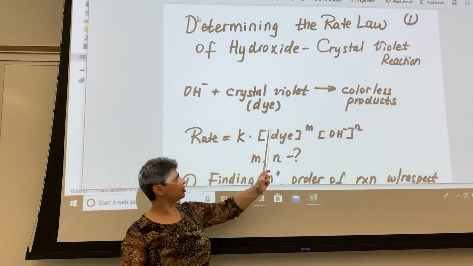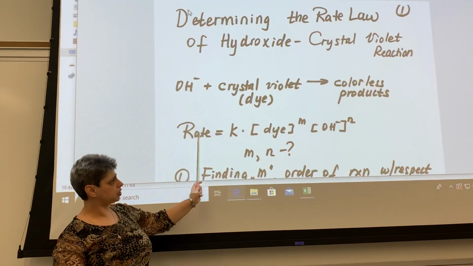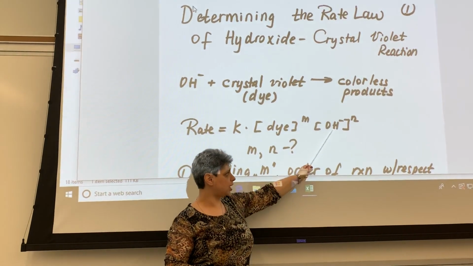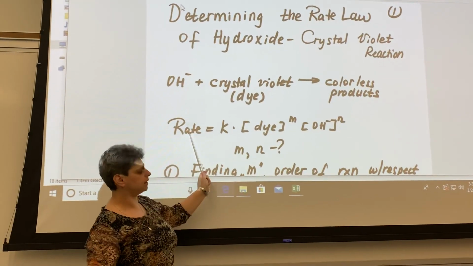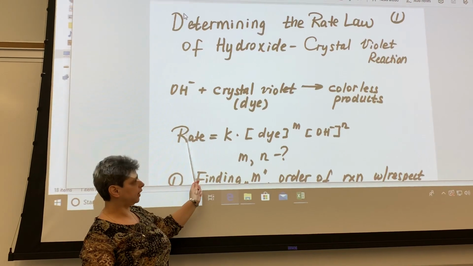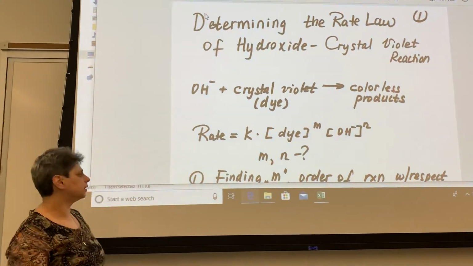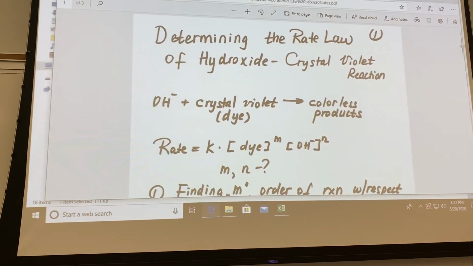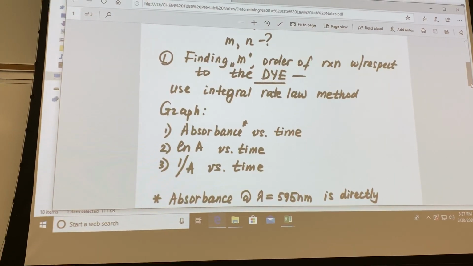So if I changed the concentration of the dye, I want to know how my rate will change, and M will tell me that. And if I change the concentration of hydroxide, the value of N would tell me how the rate would be expected to be affected. So knowing M and N is a very important experimental question. So first, let's talk about finding M, the order of reaction with respect to the dye.